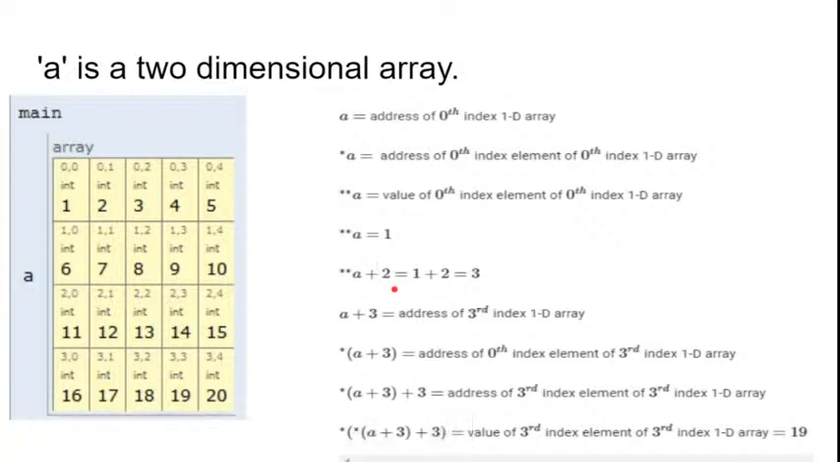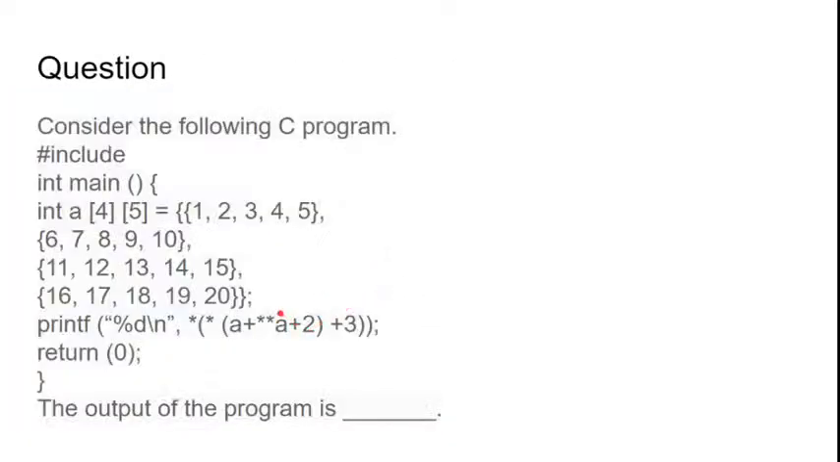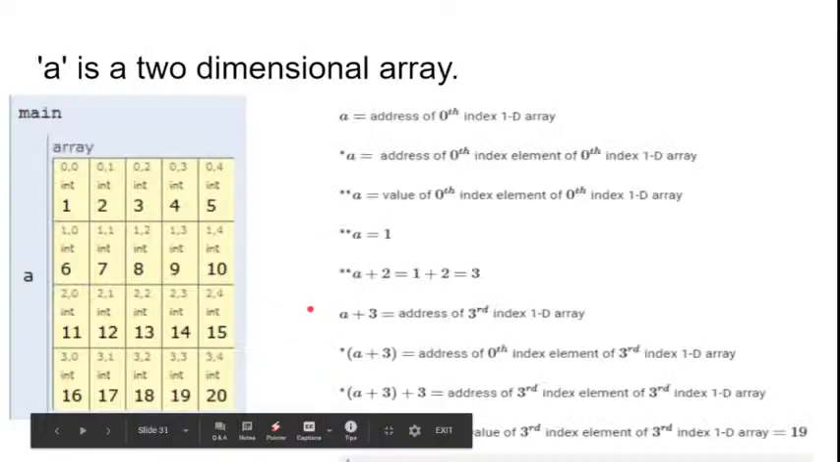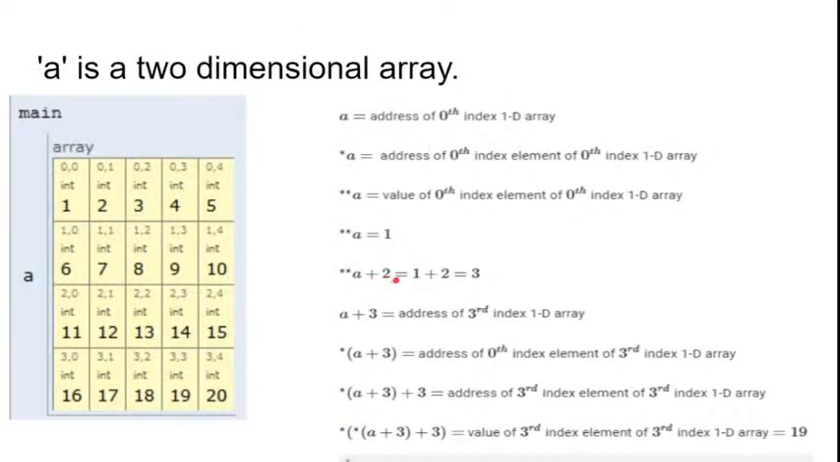So the value of double star a is 1, and 1 plus 2 is 3. They asked about this expression, so first we take double star a plus 2. Double star a means 1, plus 2, so that is 3.